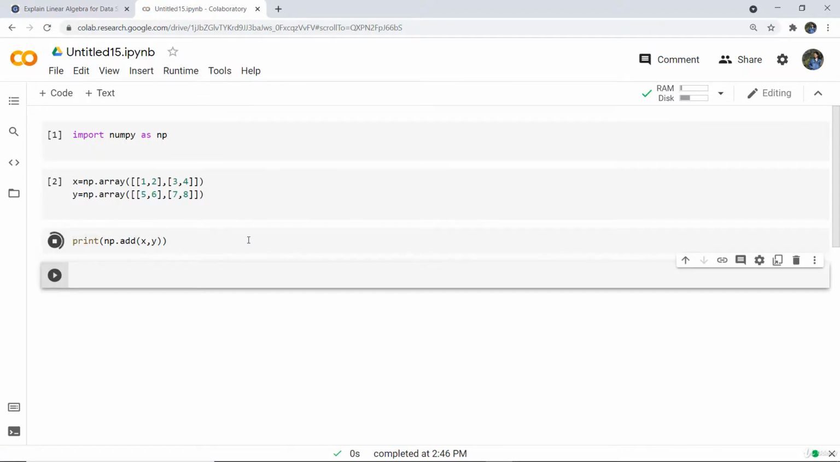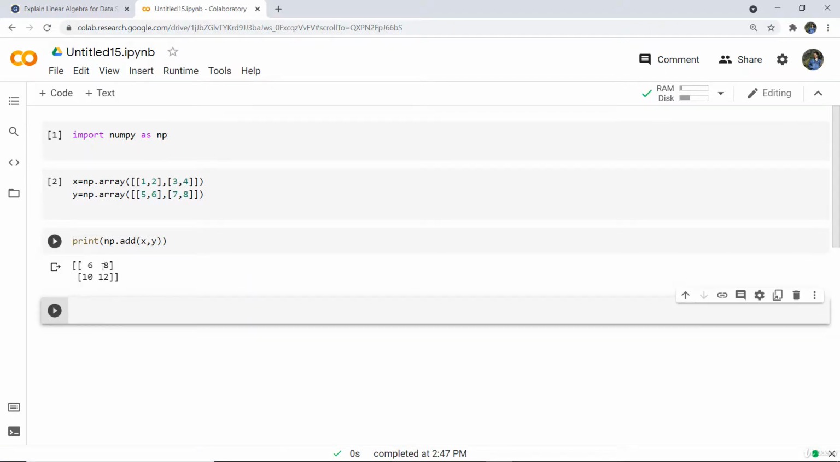As you execute this particular cell, you can see the addition of the elements present in both the arrays. This returns the addition, that is 6, 8, 10 and 12, the addition of the respective elements. That means 1 plus 5 equals 6, 2 plus 6 equals 8, 3 plus 7 is 10, and 4 plus 8 is 12. This is how simple addition is done.